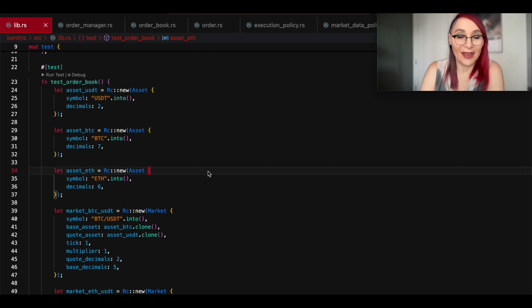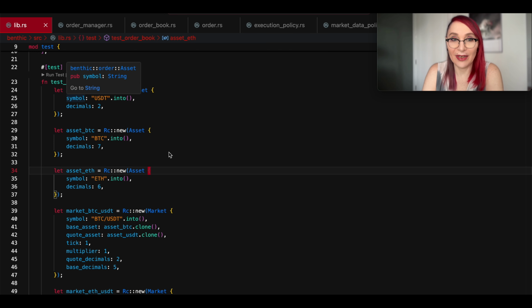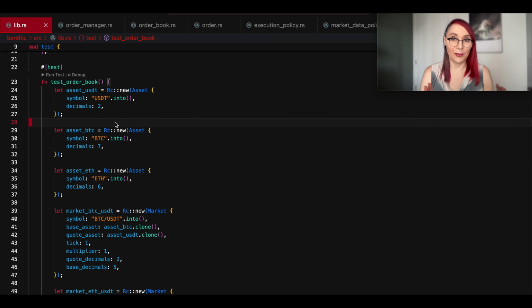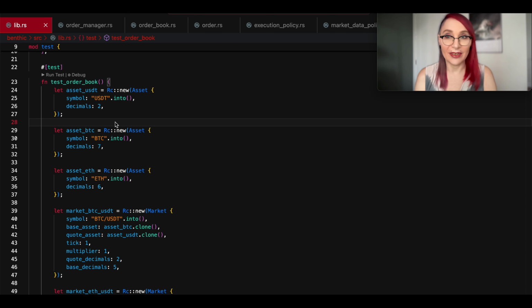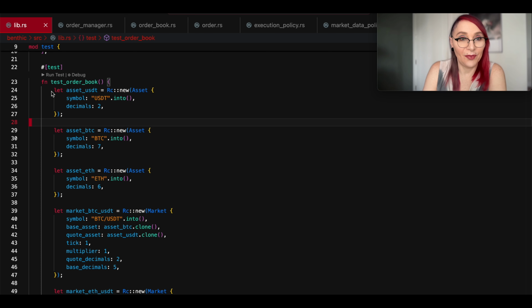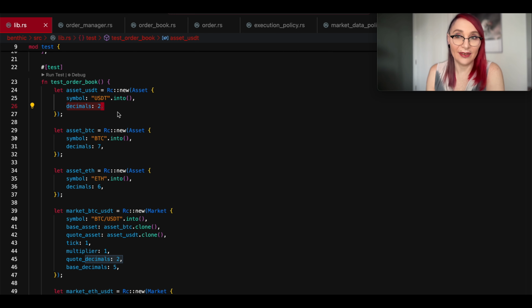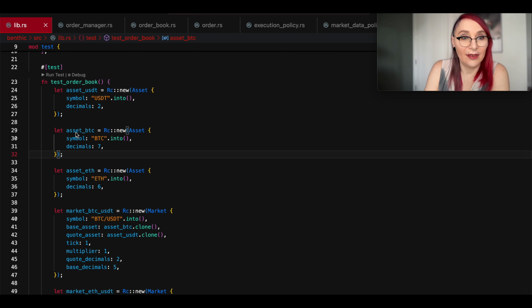So this is Rust. The first thing we do is we define some assets. So again, in a production code base, you would probably have those assets in some database, and you would have some boilerplate to start the whole exchange. You would load it, you would create those things in some factory of assets or something like this. So here we just have this one simple example. So our asset dollars is an asset with symbol USDT and 2 decimal places, because dollars have cents. Cents are 2 decimal places. The second asset is Bitcoin, and we give it 7 decimal places. Next is Ethereum, we give it 6 decimal places.